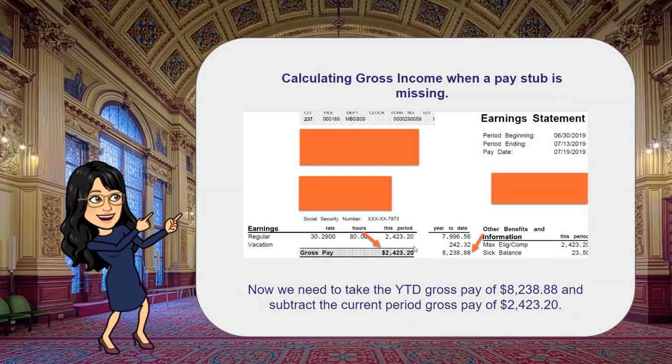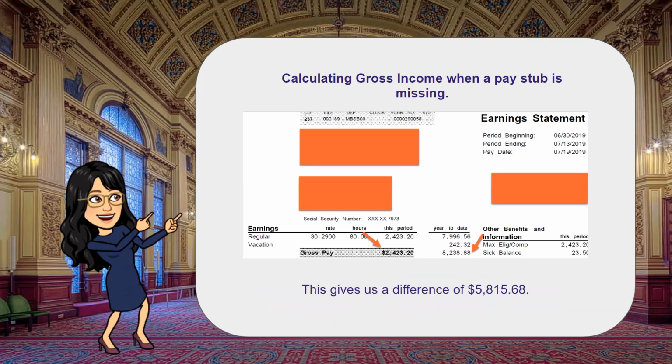Now we need to take the year-to-date gross pay of $8,238.88 and subtract the current period gross pay of $2,423.20. That gives us a difference of $5,815.68.